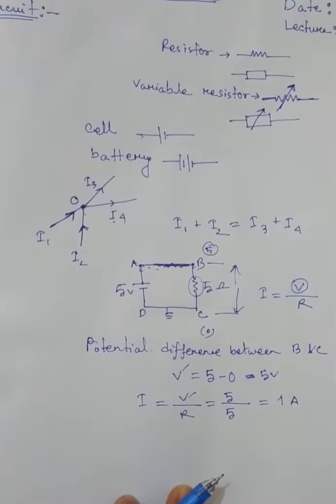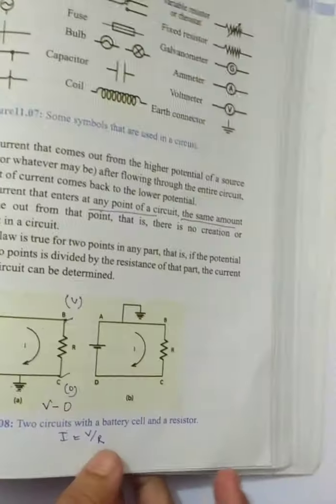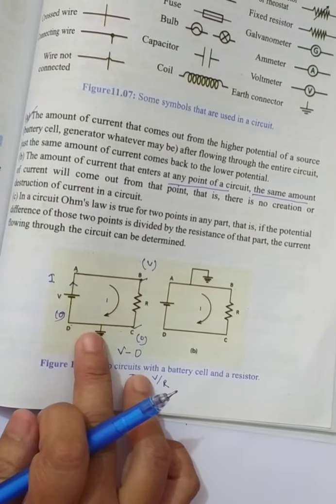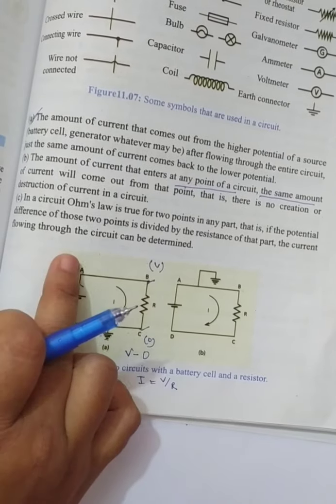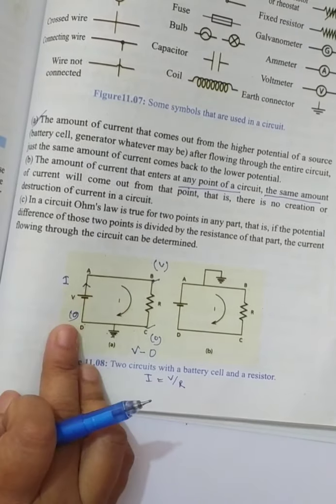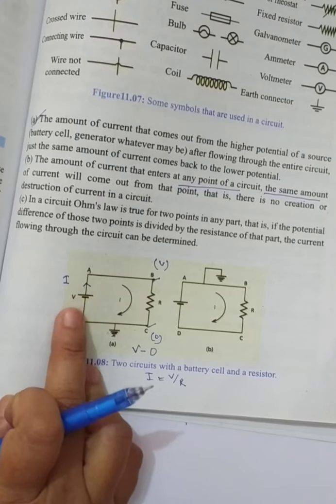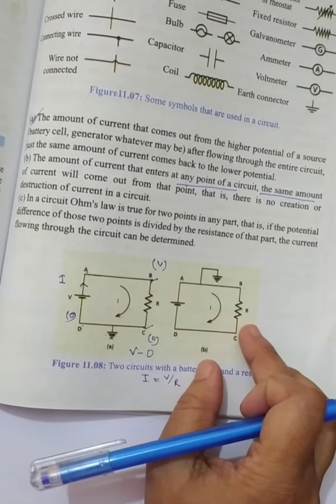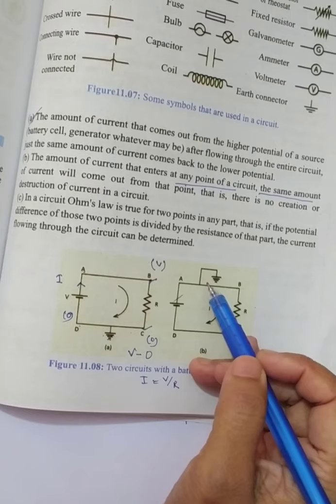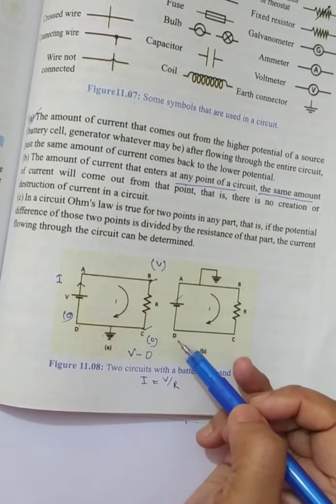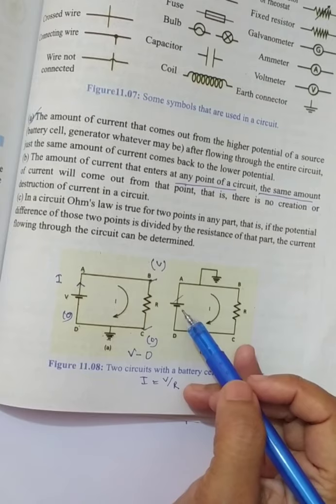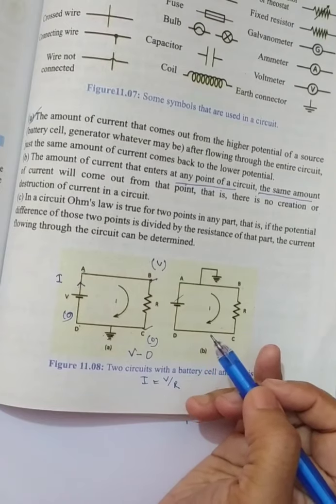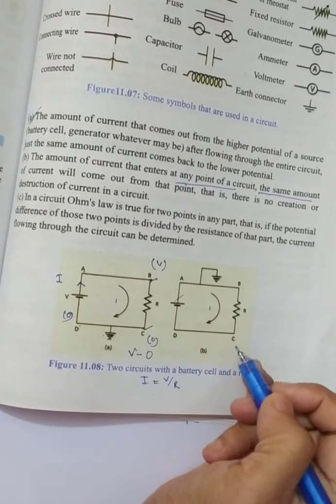So in this way we can determine the current through any resistor or any part of a circuit. If we follow the second diagram of the textbook, this one is just the opposite of the first one. In the first one, point A is connected to the positive end of the source, and D is connected to the negative end, and then it is connected to the ground. In the second diagram, A is connected to the ground, and D and C are connected to the negative part of the source. So in this case, what will be the potential difference between B and C?